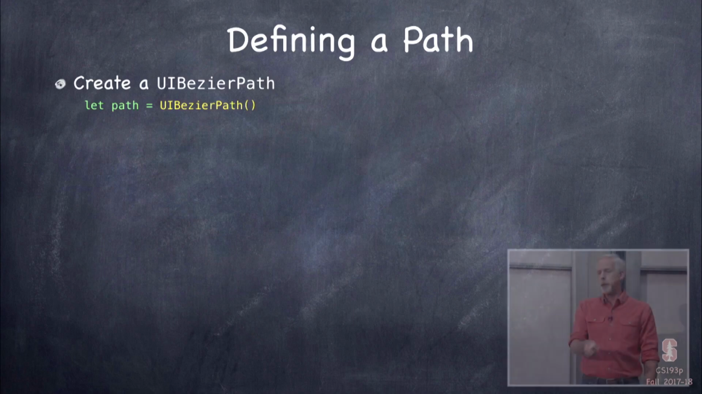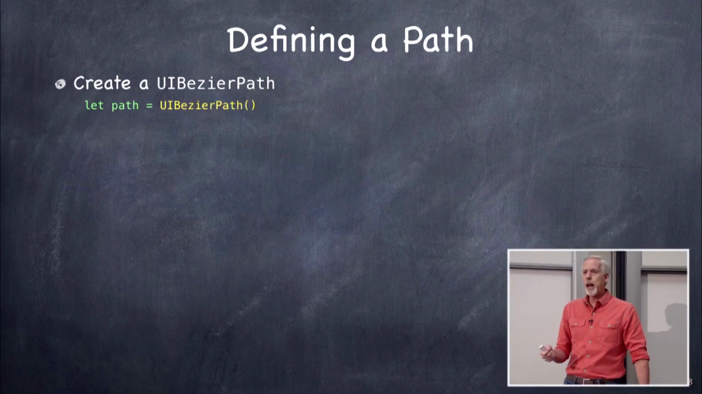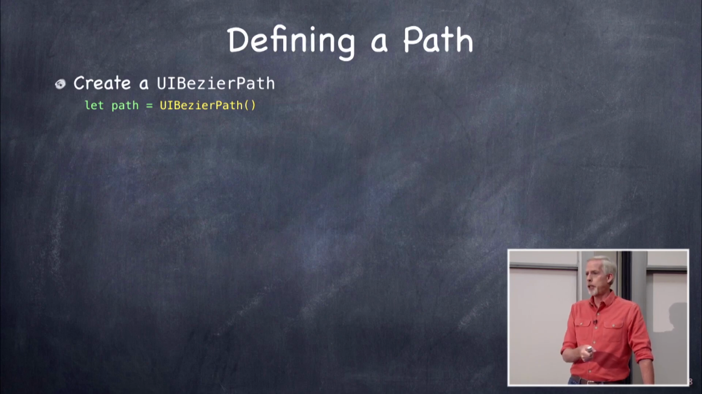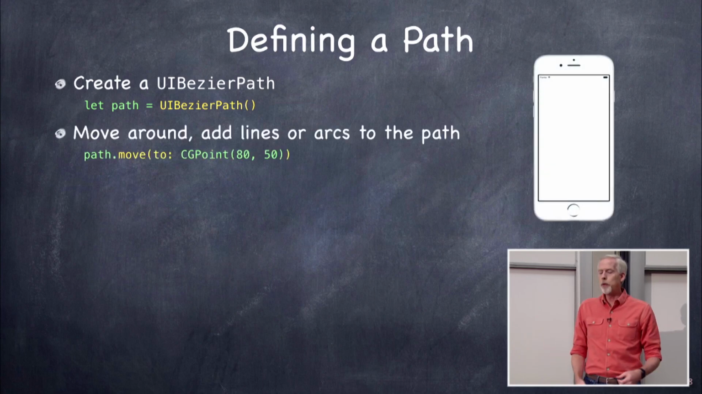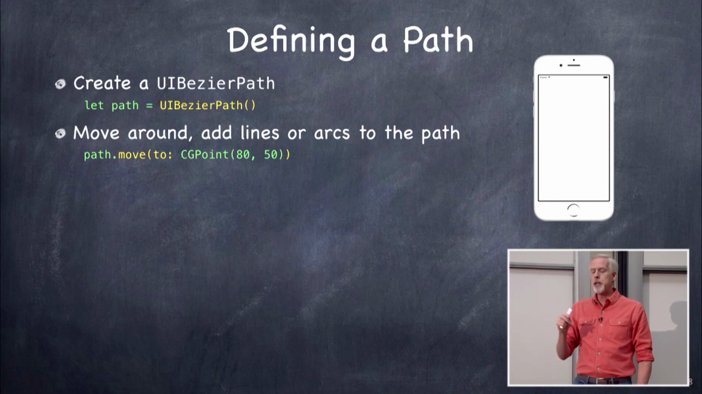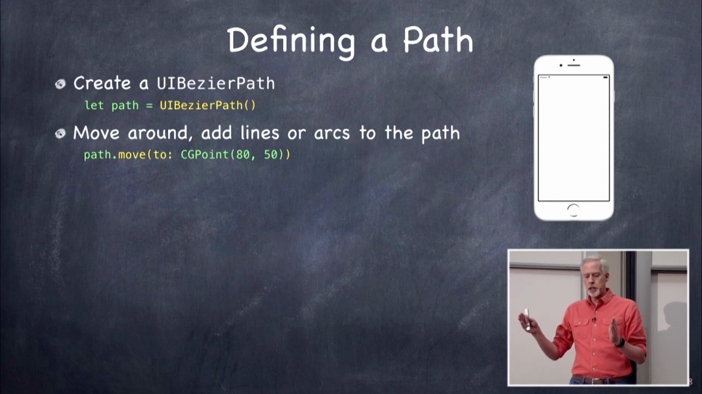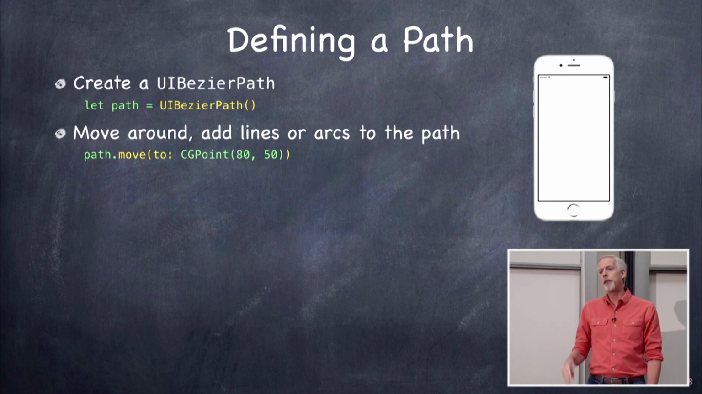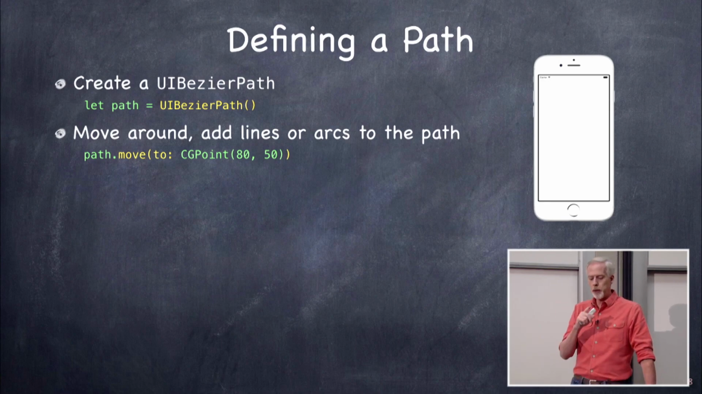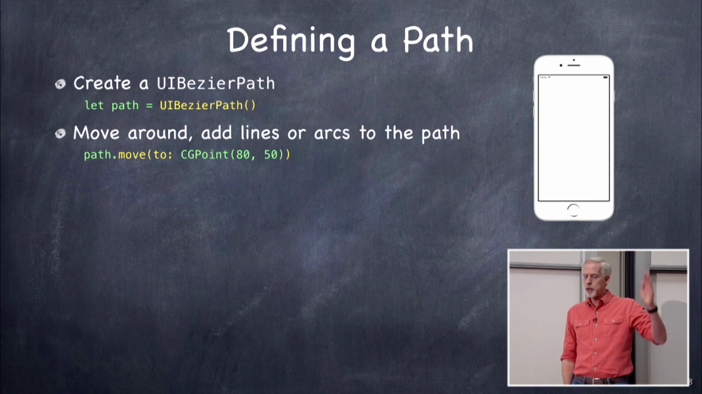First I'm going to do it with UIBezierPath. I'm going to create a UIBezierPath. It has a lot of initializers, but I'm going to use the one that just creates an empty path. So it creates a new one, there's nothing in it. Now I'm going to move around. I'm going to start by moving to a point, that's 80 across and 50 down. Let's assume that this screen is 160 points across and, you know, 300 or 400 high. So I'm moving halfway across and 50 points down from the top. My origin is upper left.